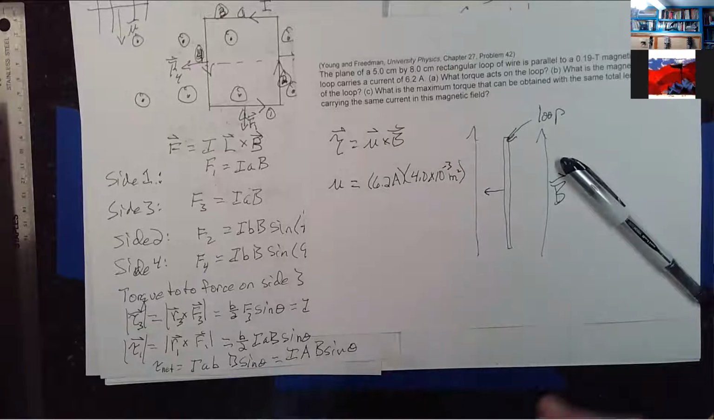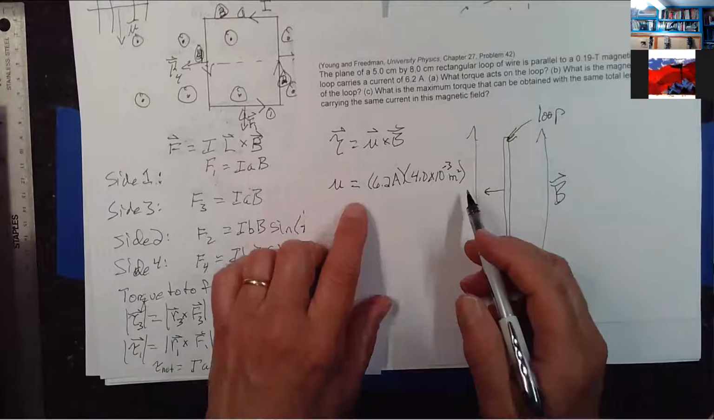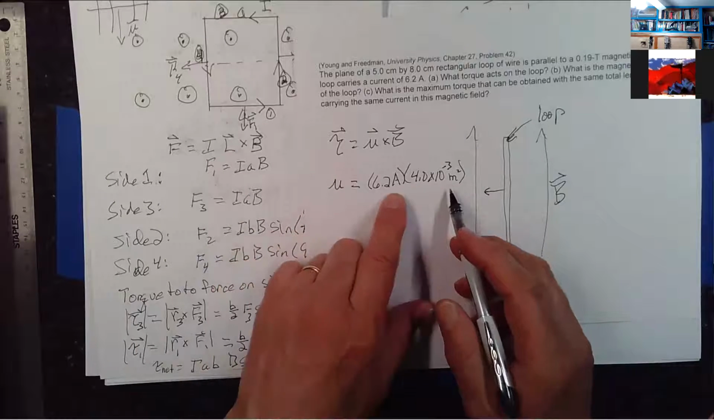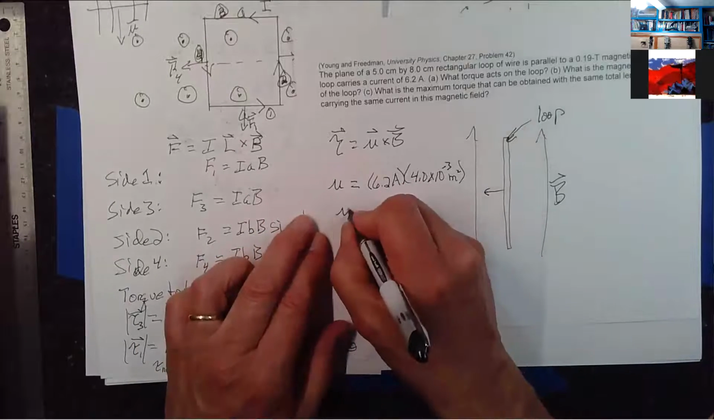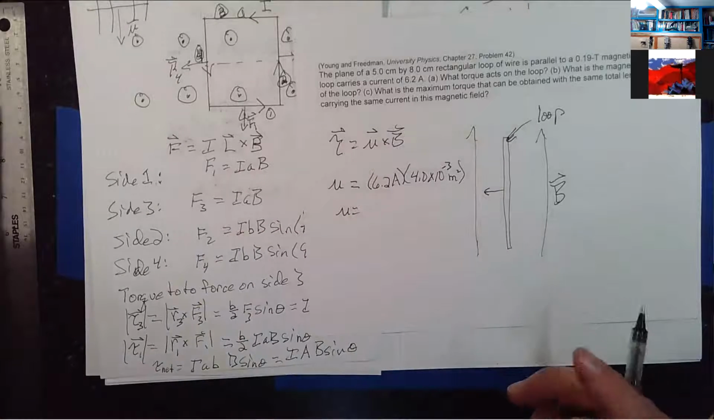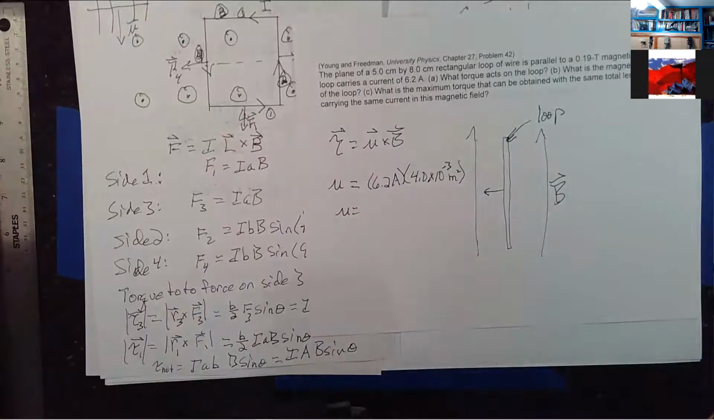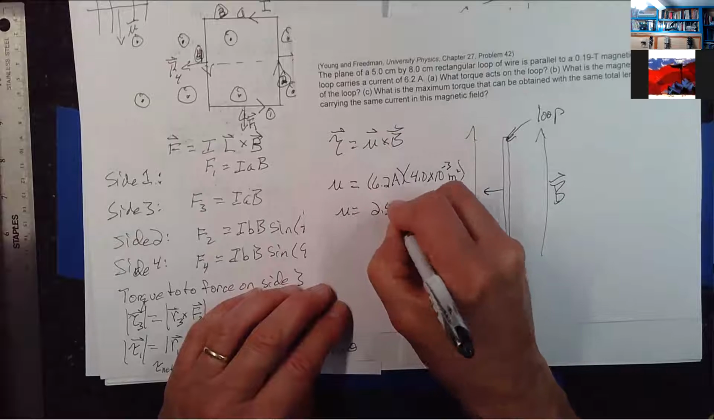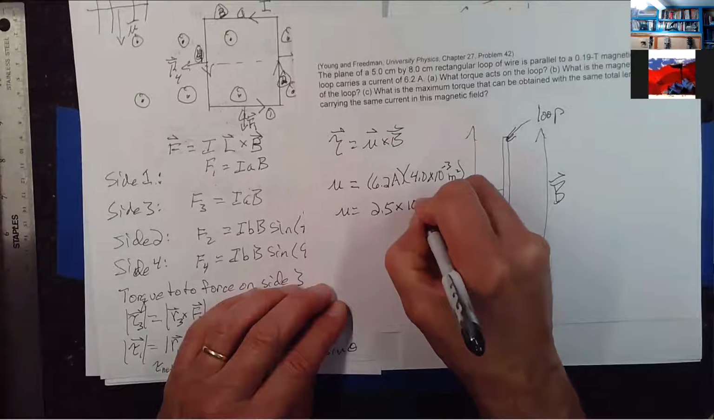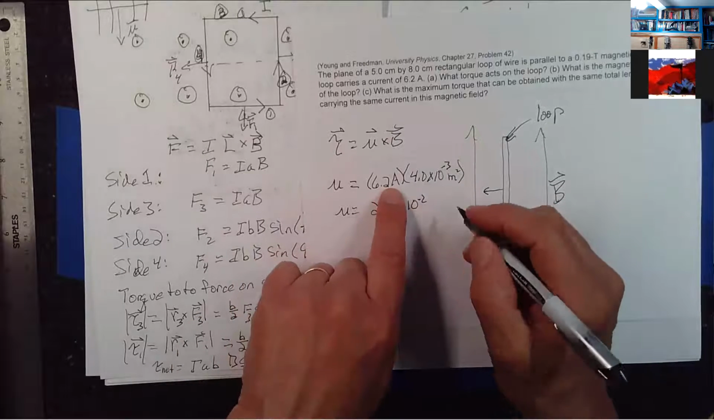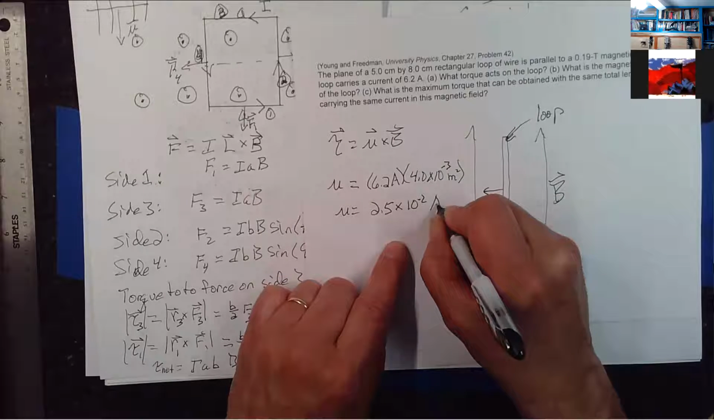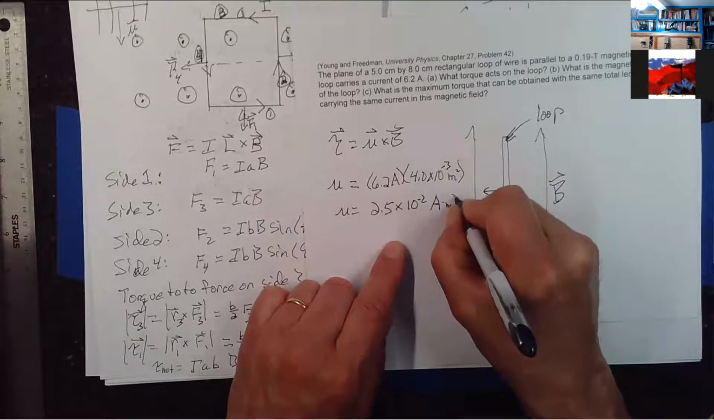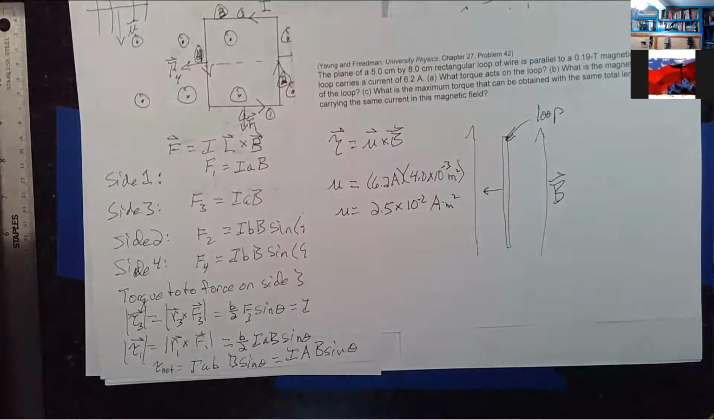Yeah, 4.0 times 10 to the minus 3. And that's the area. So mu will equal whatever 6.2 times 4 happens to be. And I get 2.5 times 10 to the minus 2. And the units of the magnetic moment are amp meter squared. So we have that.